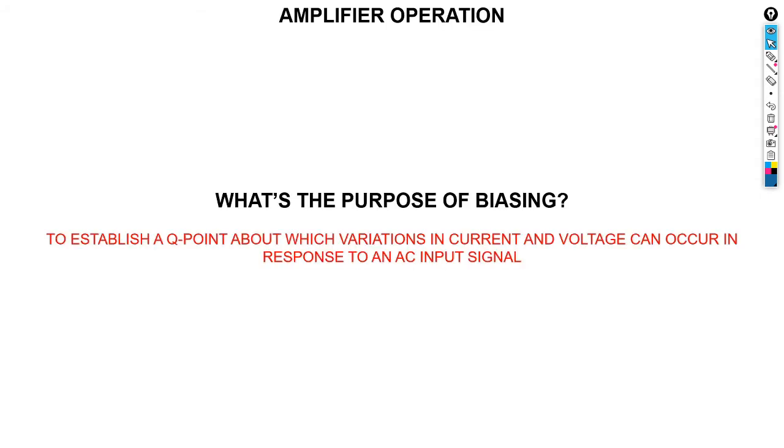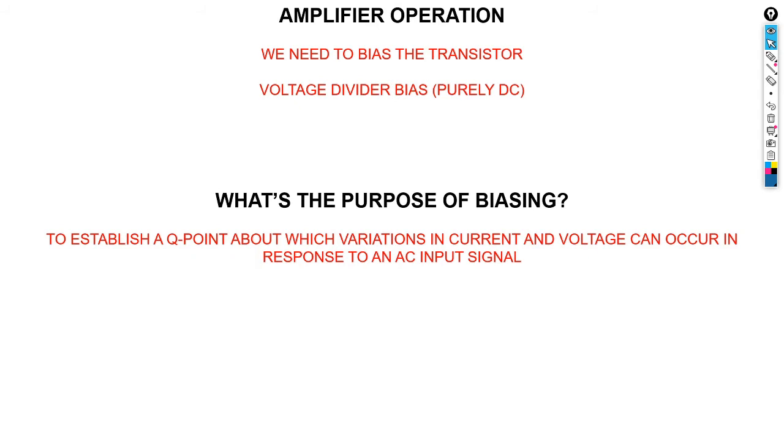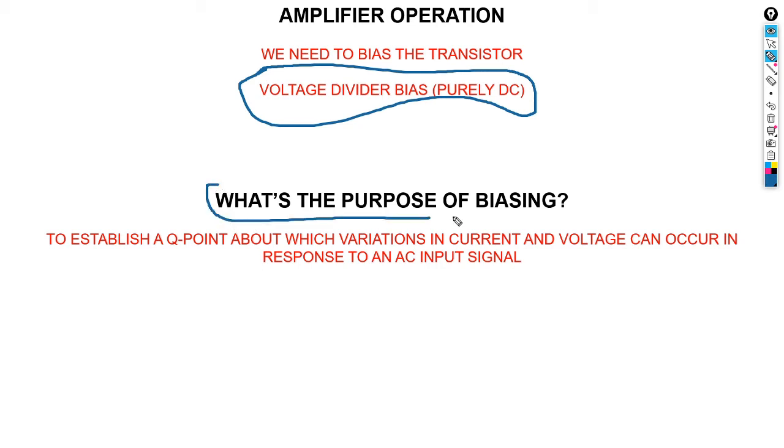Application and amplifier operation. First of all, we need to bias our transistor in order for it to operate as a linear. As we explained previously, it was all about the way you bias it, and the voltage divider bias is the one you use. In the previous video, I did the calculation on the voltage divider. The voltage divider that we did was a bias. But the question now is: what is the purpose of biasing?